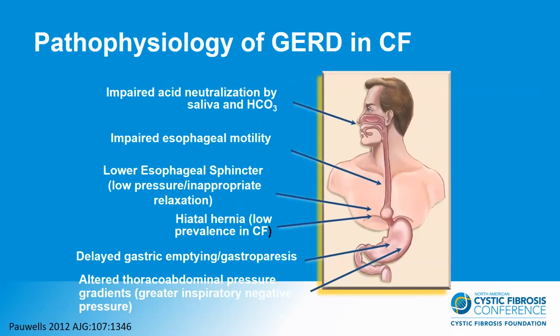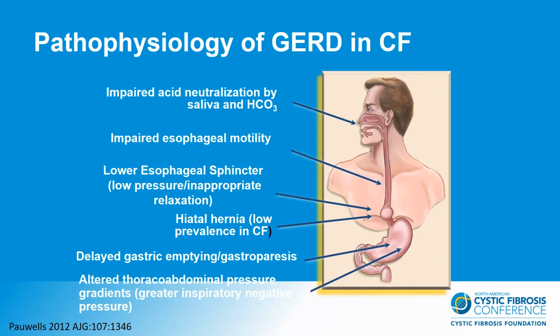What is the pathophysiology of GERD and cystic fibrosis? Impaired acid neutralization by saliva and bicarbonate. You can have impaired esophageal motility, increasing your risk for acid reflux. You cannot clear things through the esophagus. The lower esophageal sphincter with low pressure or inappropriate relaxation is thought to be a major mediator of GERD and cystic fibrosis. Hiatal hernia, which is very common in non-cystic fibrosis populations, actually has a low prevalence in cystic fibrosis.